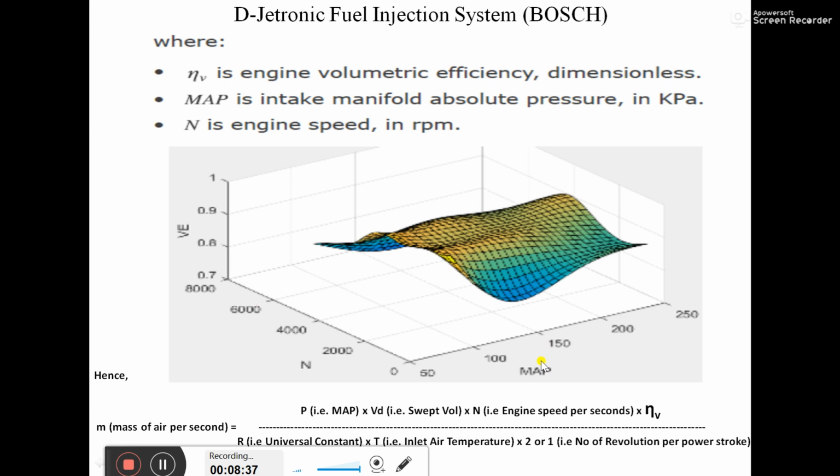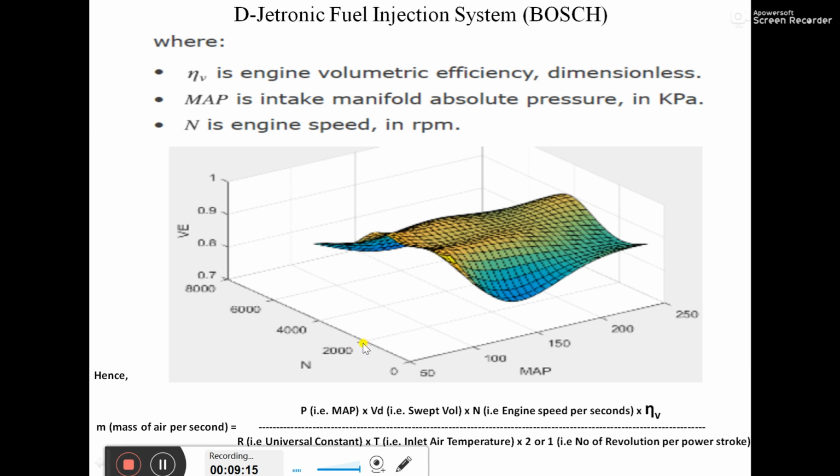So as I told you, to get the volumetric efficiency, you should know the exact speed of the engine and the actual manifold absolute pressure, or you can say what exact depression is felt inside the manifold. This is your three-dimensional engine map, which is already fixed into your engine memory. Through this only we come to know what volumetric efficiency the engine has right now. So how to calculate it?